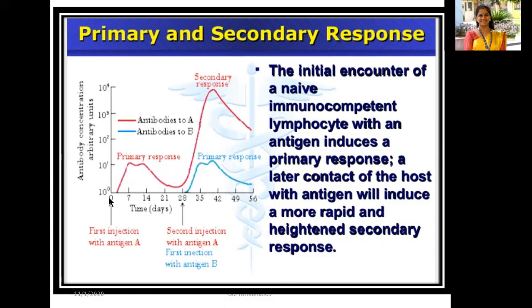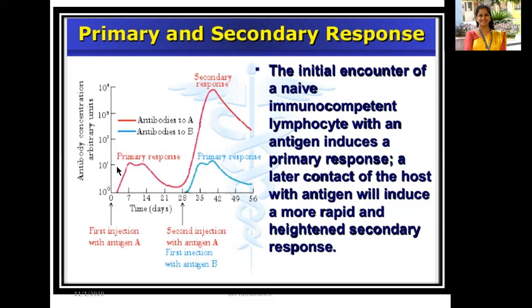Whereas in this case, here you can see the first injection with antigen A. When you inject the antigen for the first time, during the production of the antibody, the primary immune response will be this much. IgM will be produced in the primary immune response. It means the initial encounter of an immunocompetent lymphocyte with an antigen induces the primary immune response.